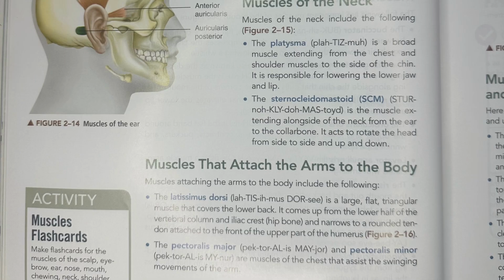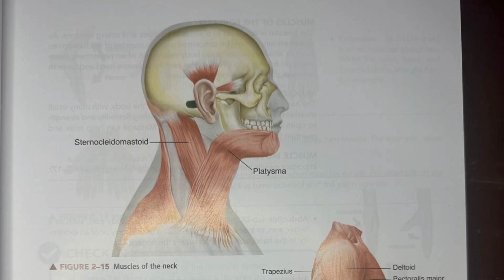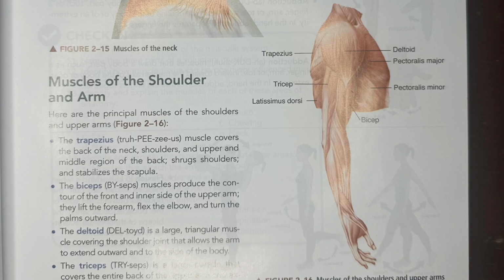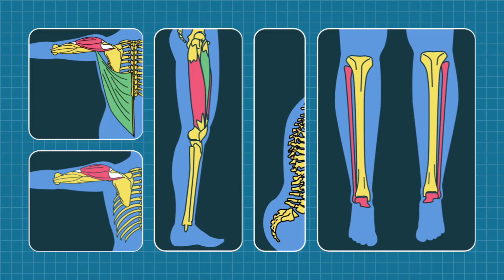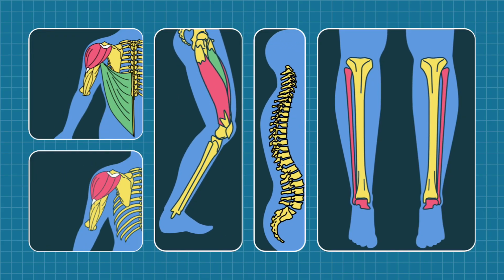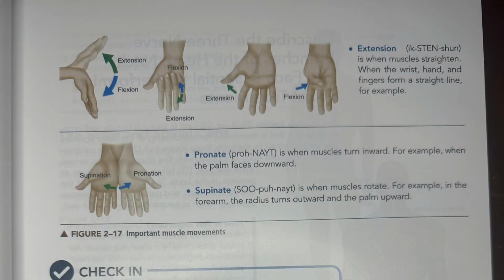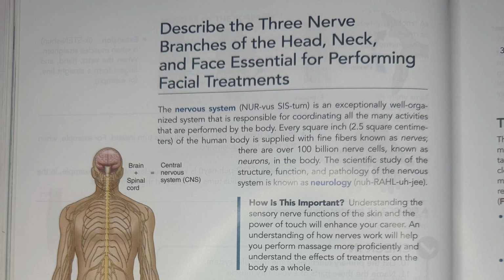Neck: sternocleidomastoid, platysma. Shoulders and arms: deltoid, biceps, triceps. Forearm: flexors, extensors. Hand: small muscles for movement. Muscle movements. Insertion moves toward the origin during contraction. 3 facial nerves for treatments: trifacial, cranial nerve V, facial nerve, cranial nerve 7, accessory nerve, cranial nerve 11.